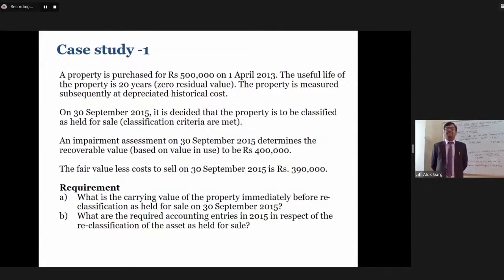A property is purchased for ₹5 lakh on 1st April 2013. The useful life of the property is 20 years. The property is measured subsequently at the depreciated historical cost. On 30th September 2015, it is decided that the property is to be classified as held for sale. The property was acquired on 1st April 2013. The residual value is 0 and life is 20 years. What is the per annum depreciation? Friends, what is the per annum depreciation?